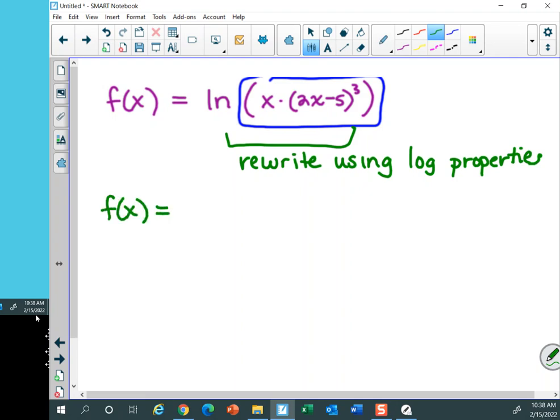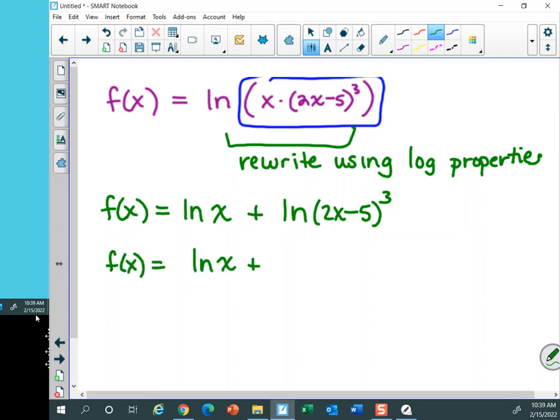So how about I write this as the natural log of x plus the natural log of 2x minus 5 cubed. That's just the product into a sum. Already feels better. And let's do one more step. Let's deal with that cubed guy. Let's throw that 3 down in the front. Okay.